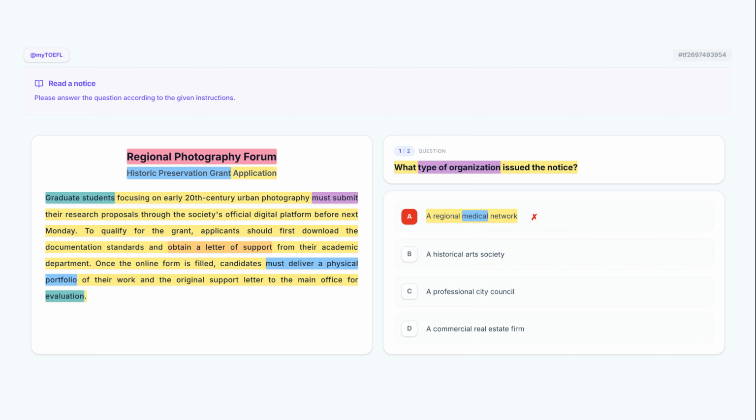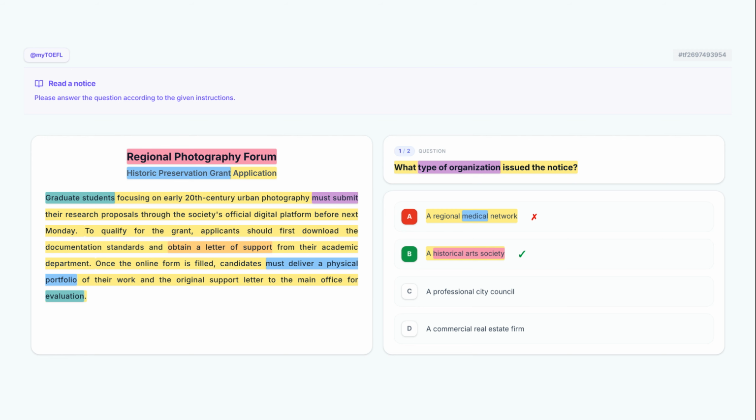Now, let's examine option B, a historical art society. This is the correct choice because the text explicitly mentions historic preservation and is issued by a society. These terms align perfectly with the description of a historical art society provided in this option.